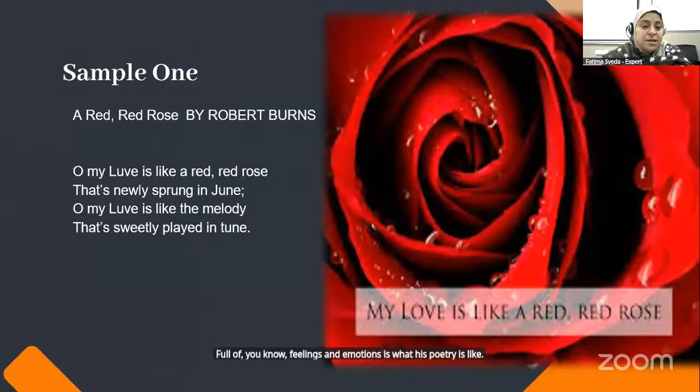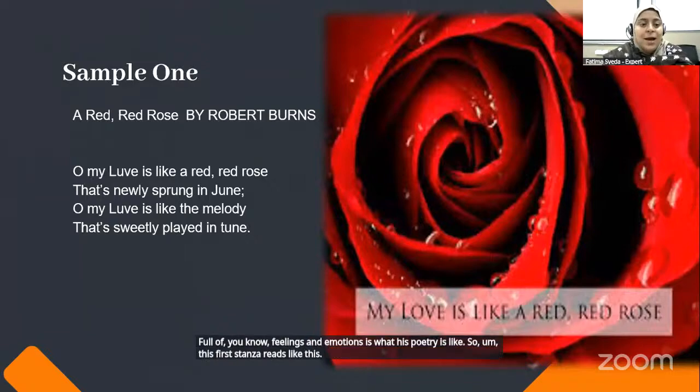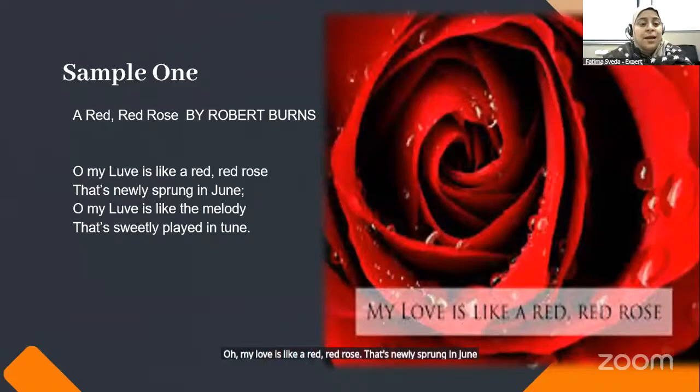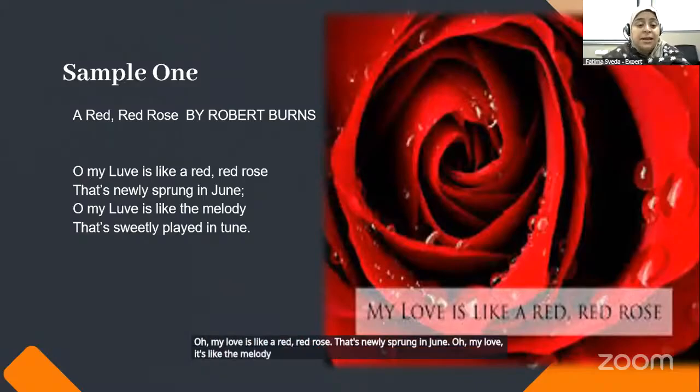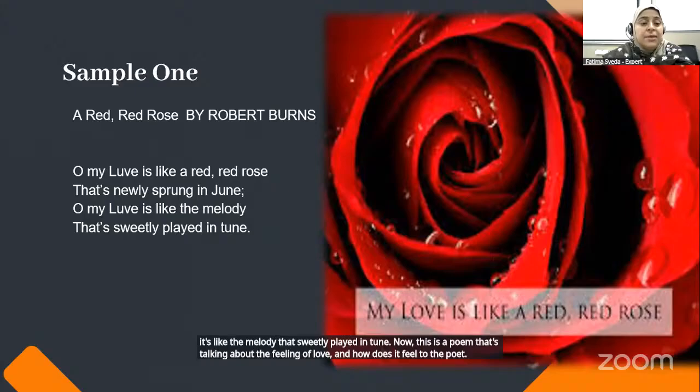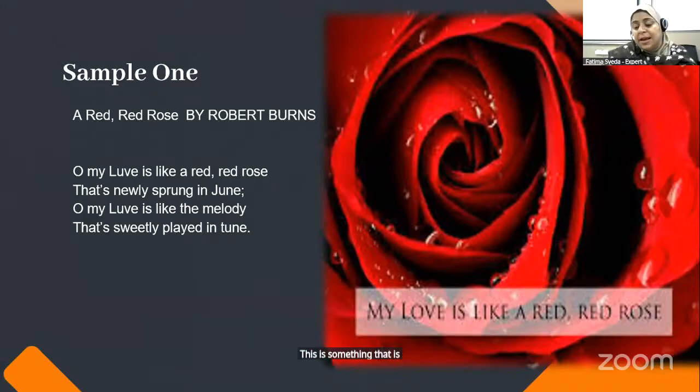So this first stanza reads like this. Oh, my love is like a red, red rose that's newly sprung in June. Oh, my love is like the melody that's sweetly played in tune. Now, this is a poem that's talking about the feeling of love and how it feels to the poet. This is something that is created by human intelligence.